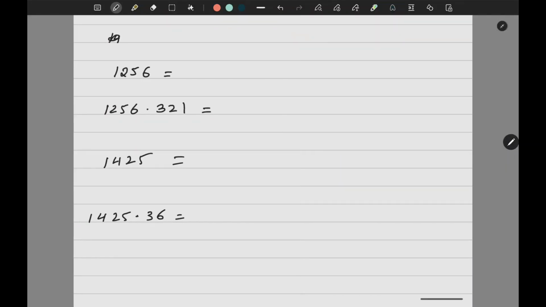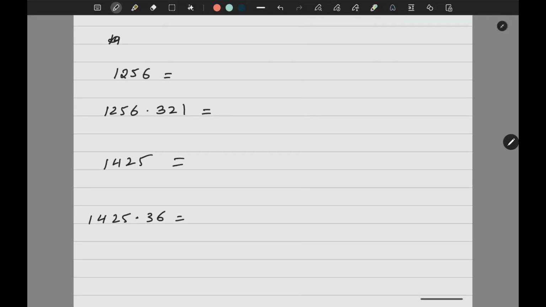Now let us move further. How do you write 1256 in expanded form? All of you know this is ones place, tens place, hundreds place and thousands place.